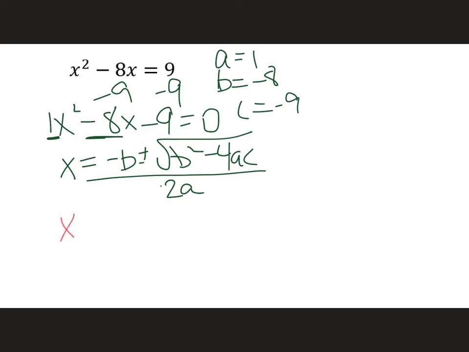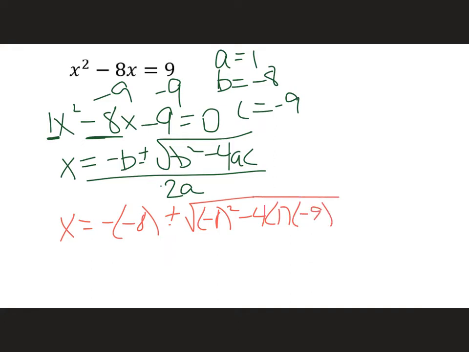So we would have x equals negative 8 plus or minus the square root of negative 8 squared. I'm going to put that in parentheses so that it squares the negative as well. Minus 4 times 1 times negative 9, which is our c value. Remember, a is 1. And then all over 2 times a, which is 2 times 1.